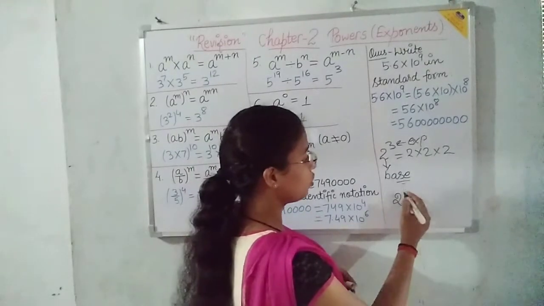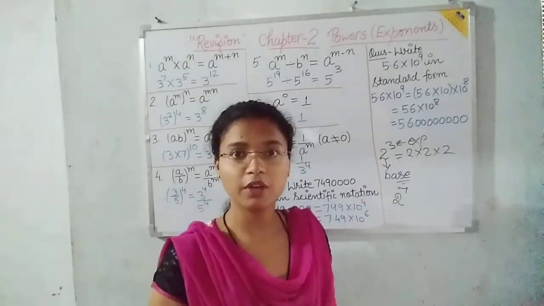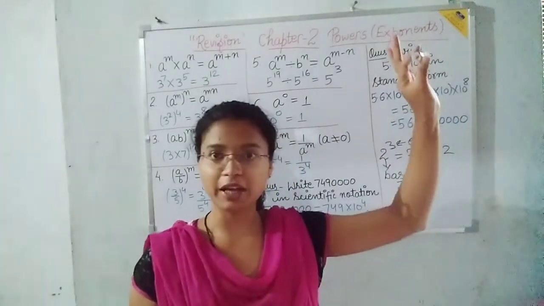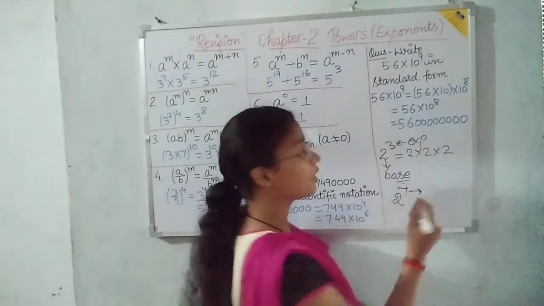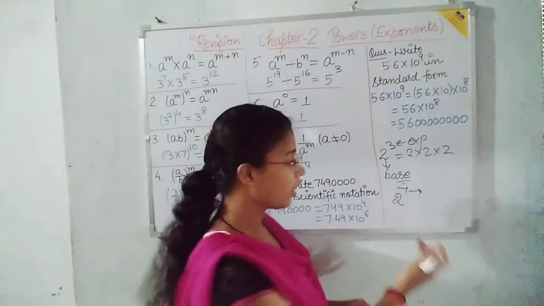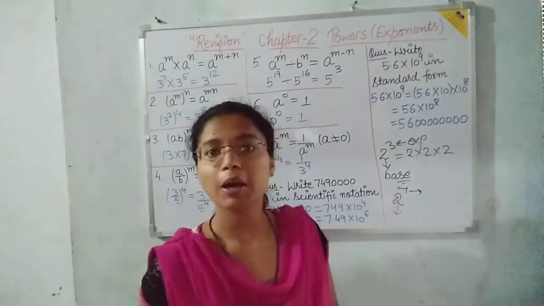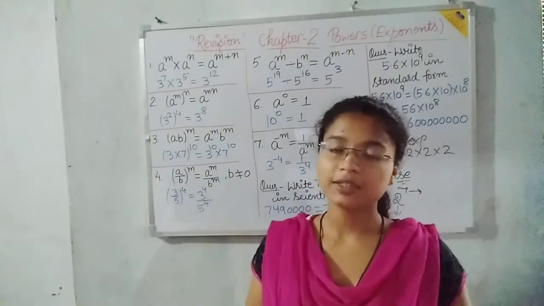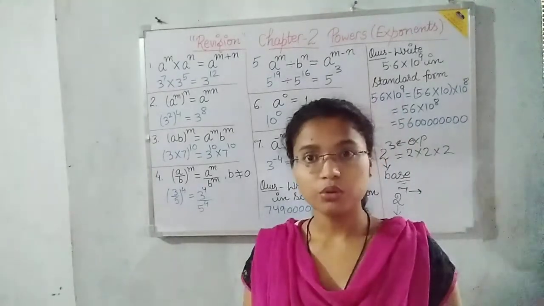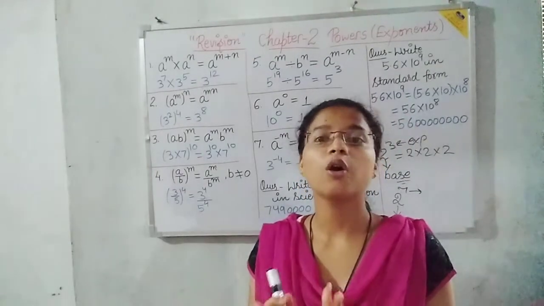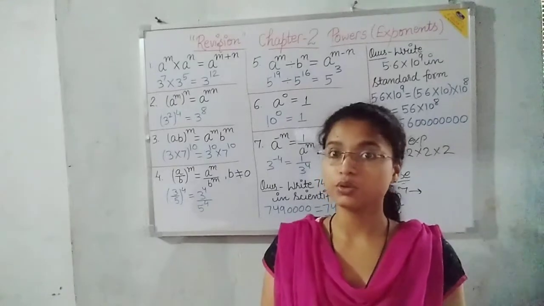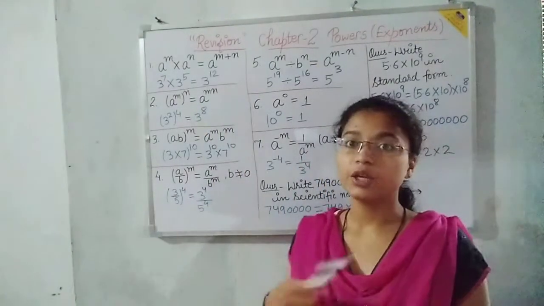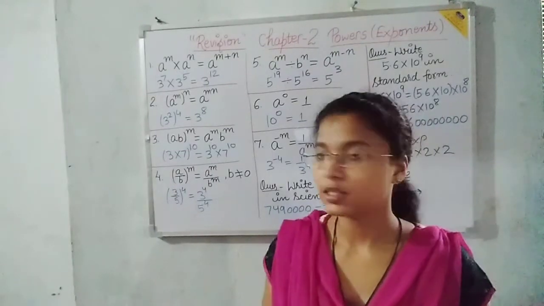Suppose 2 to the power 7 is written. When you expand it, it will become 2 into 2 into 2, 7 times. 7 is known as the power or exponent and 2 is known as the base. Some laws of exponents are there in your chapter 2. You have to learn all the laws of exponents. I have already told you to learn them because they are very useful for your exercise problems.